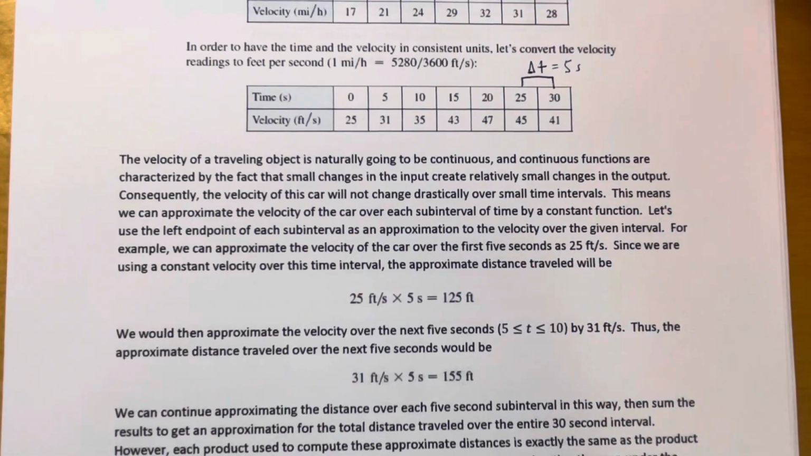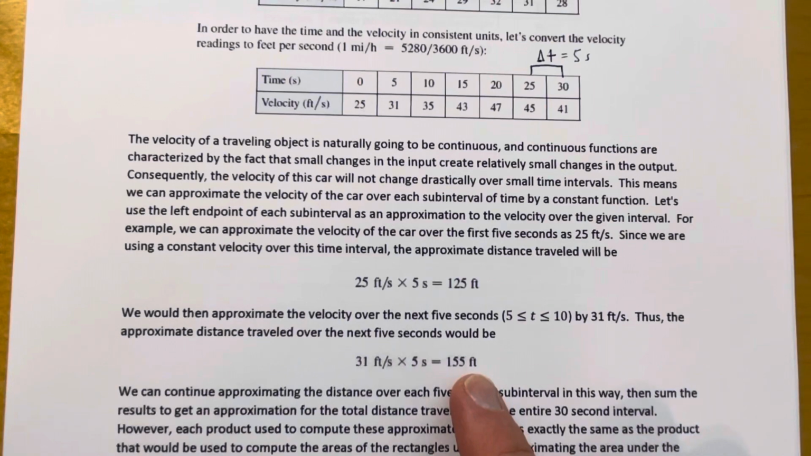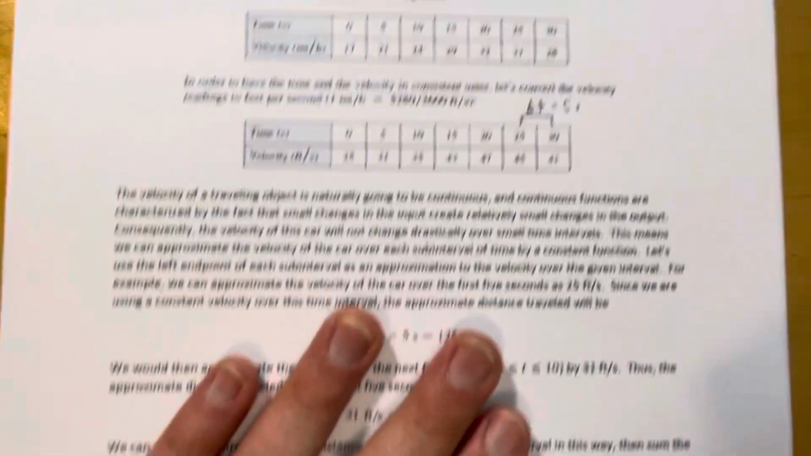So what that tells me is that the rectangular approximation method that I was using up until this point can be interpreted as a distance traveled using velocity as the curve. Okay?